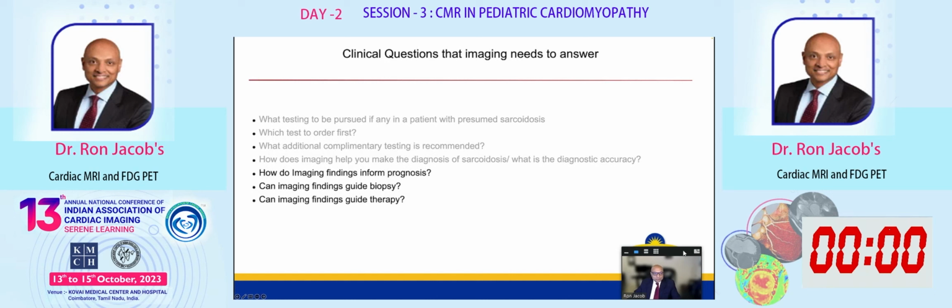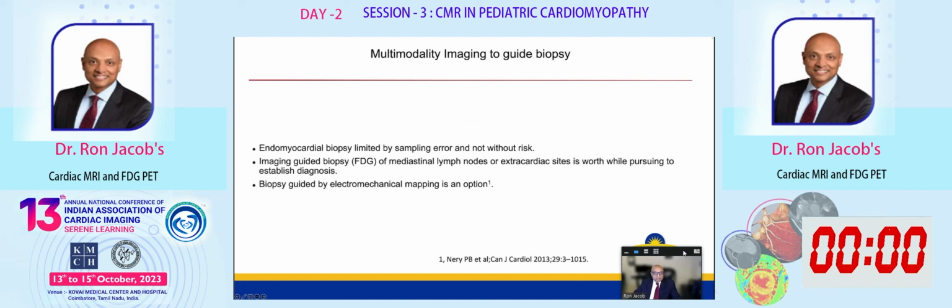Moving on to the last 3 pieces: the prognosis, guiding biopsy, and guiding therapy. The yield is low if you do an unguided biopsy. However, there are 2 ways that you can leverage imaging to increase your yield. The first thing is with PET, you can find extracardiac sites for biopsy. For example, this patient has a spleen or lymph nodes if they're big enough. Those are potential targets for biopsy, and they provide an opportunity to make a definitive diagnosis.